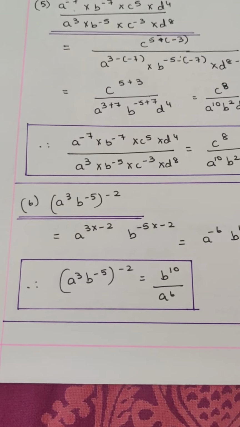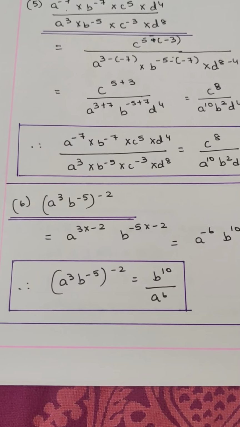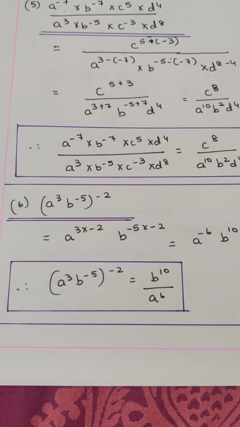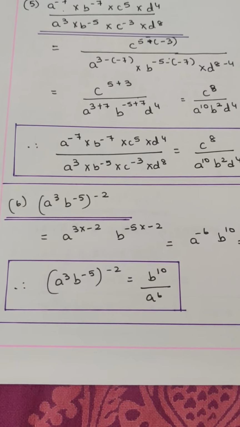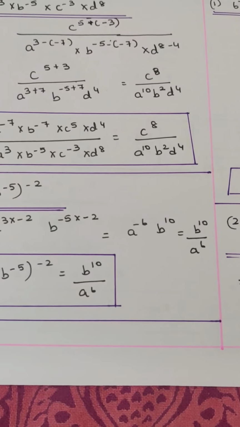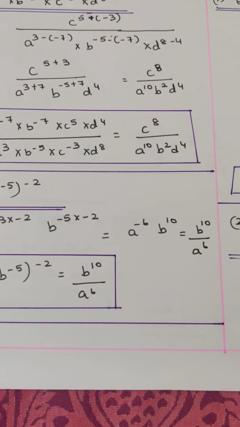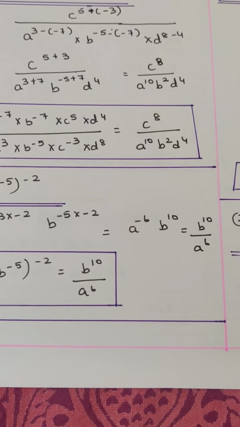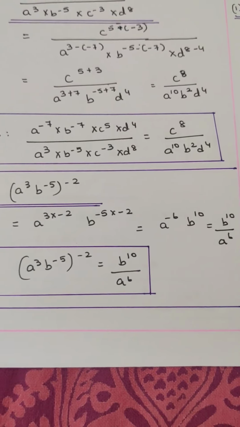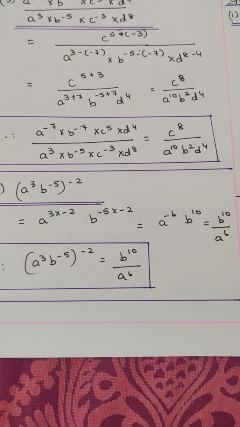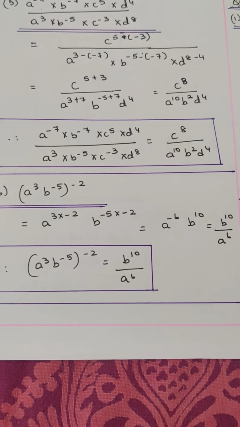Sixth one, very simple: a cube, b to the power of minus 5, the whole to the power of minus 2. I just use the power law. a to the power of 3 into minus 2 into b to the power of minus 5 into minus 2. So a to the power of minus 6, b to the power of 10. Since they have asked you to keep it in positive index, I put a in the denominator. It becomes b to the power of 10 divided by a to the power of 6. So please understand this. Pretty easy.